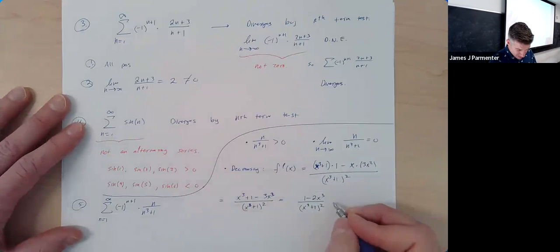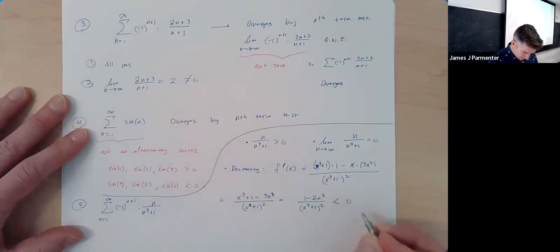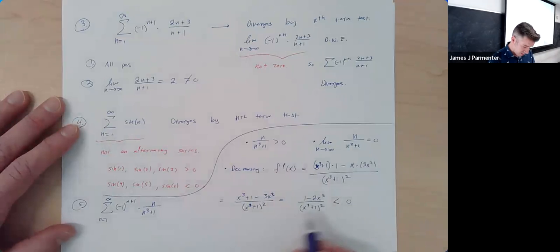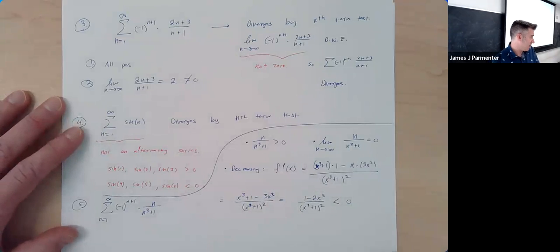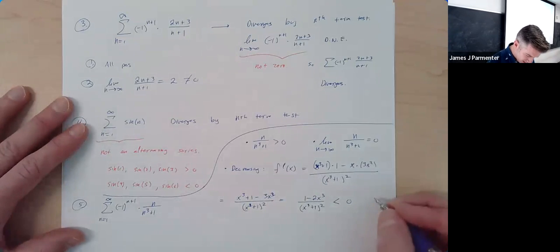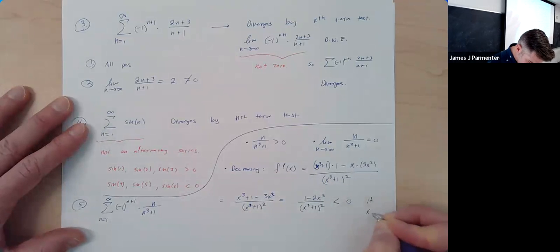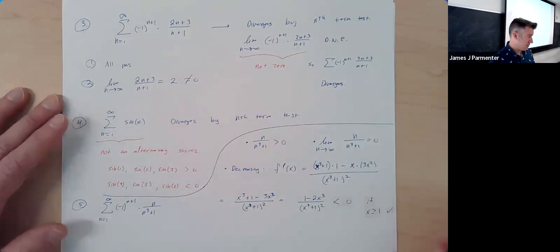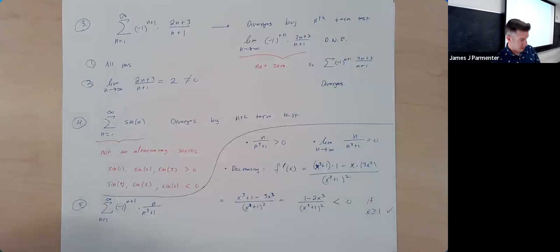And that's definitely going to be negative for x larger than or equal to 1, which is where we're starting. I mean, really for smaller values of x, but I'm just going to start where I'm starting. So this is definitely less than 0 if x is greater than or equal to 1. And if the derivative is negative, that means the function is decreasing. So great, we showed all the things. But we could have done less work.